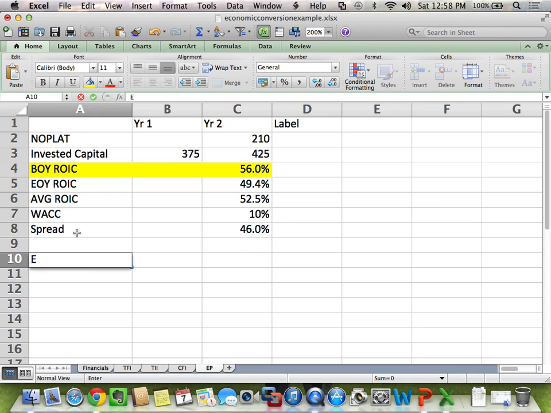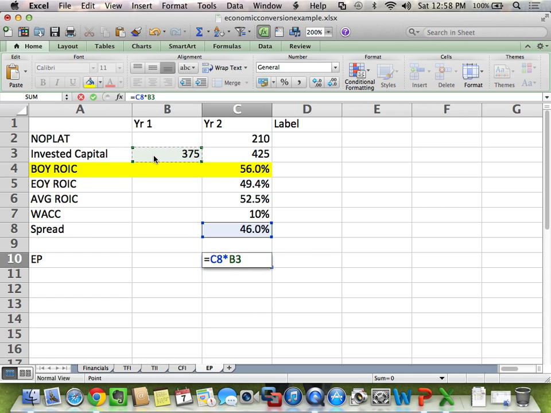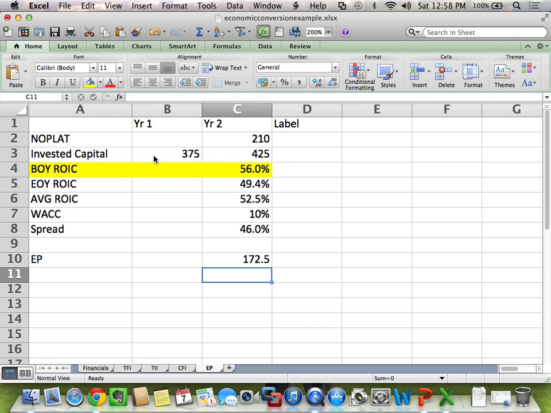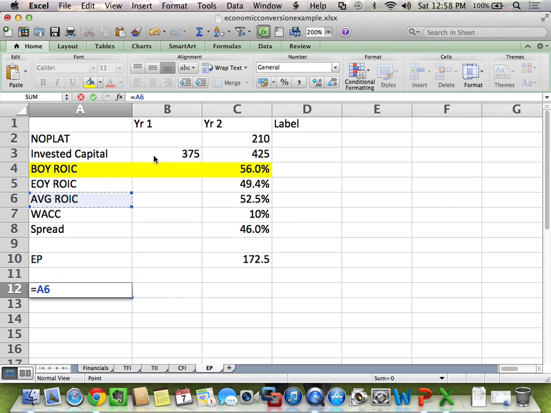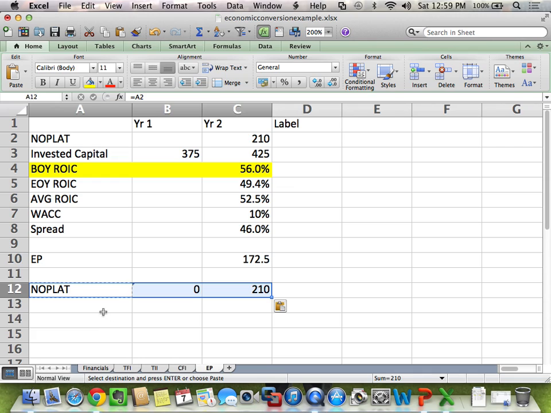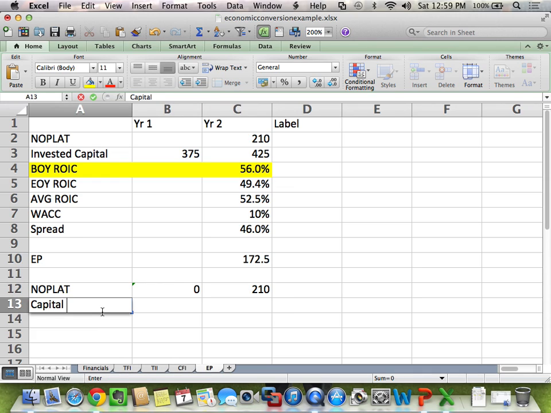So what is my economic profit? Equals my spread times my beginning of year invested capital. That is my economic profit. Or equals NOPLAT less a capital charge, which is the WACC times the invested capital.